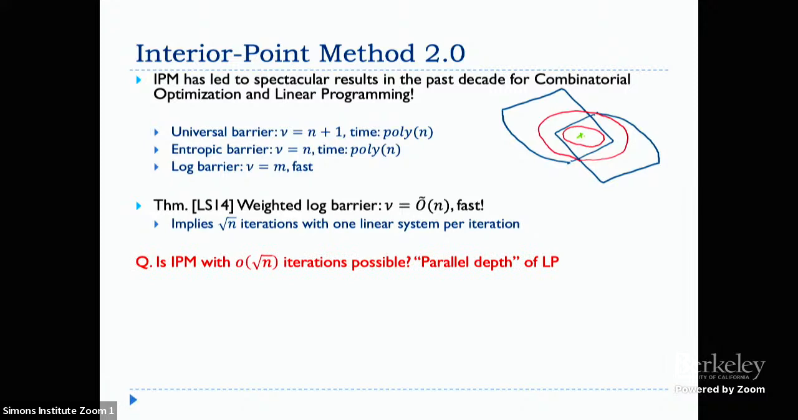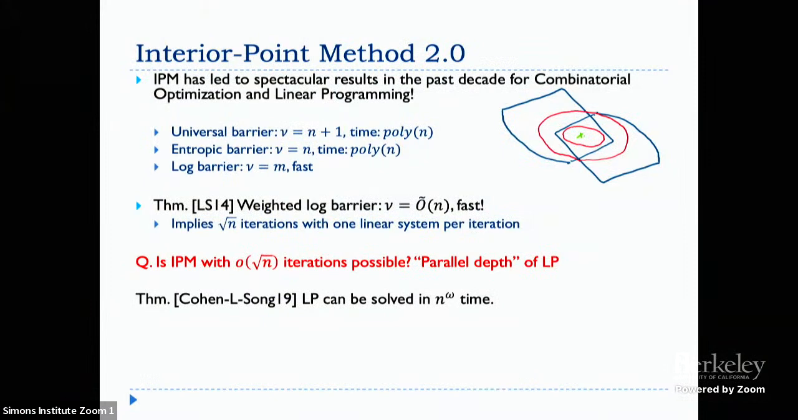Now, here's the question. Can you do fewer than root n iterations? This is not just a question about optimization. This is really a complexity question. What's the parallel depth of solving linear programming? We've heard this result that linear programming is P-complete, right? What we're asking is, can you do linear programming with smaller than root n parallel depth? Okay, that's open.